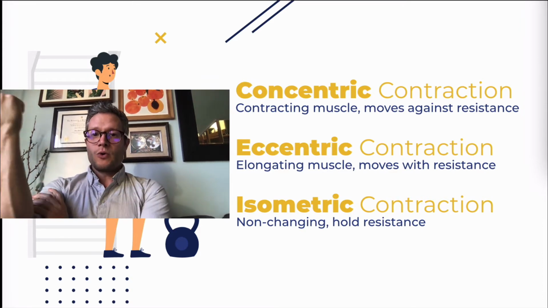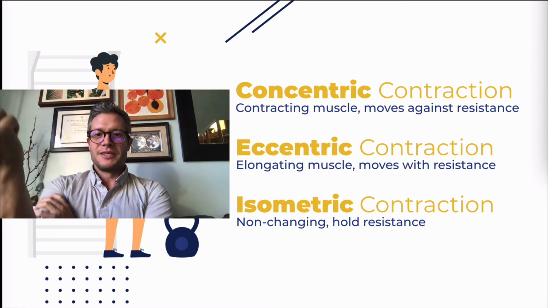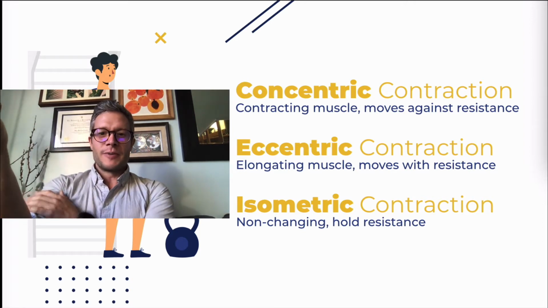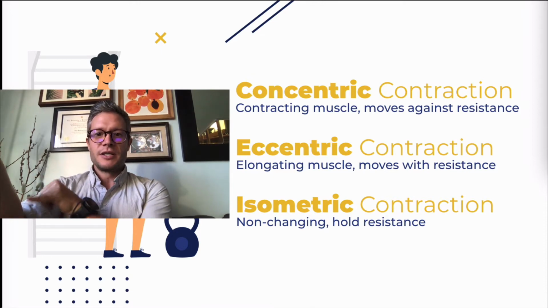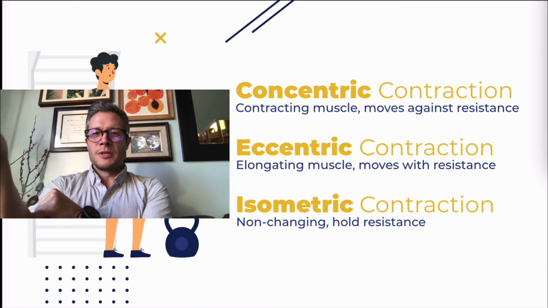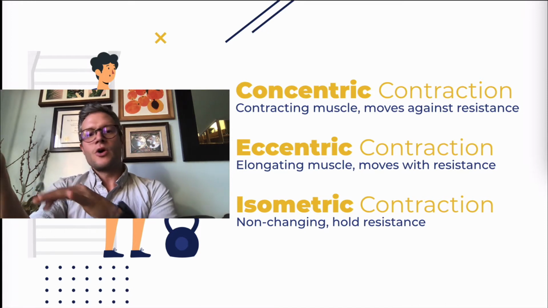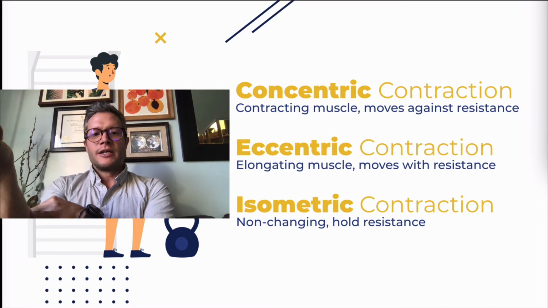Now, if I was to hold here at about 90-ish degrees out to the side, I'll try to keep it in frame for you, but I'm just holding in one position. So my elbow here doesn't change position whatsoever, but it's a really heavy weight and I'm still holding it up against gravity. That's going to be called an isometric. So iso means no. So no moving, no metric contraction. So the muscle's just holding.